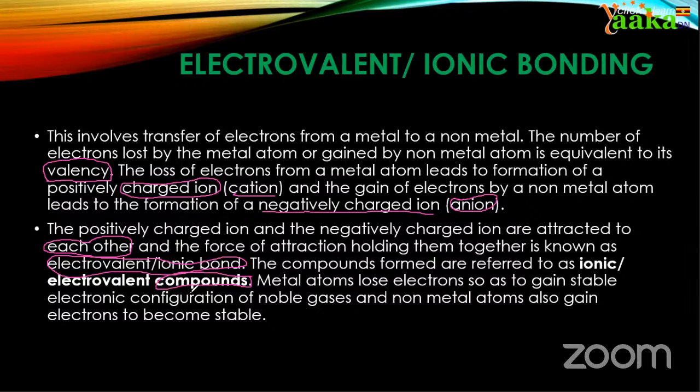Metal atoms lose electrons to have a stable configuration of noble gases, or non-metal atoms also gain electrons to become stable. So the whole reason why this bond occurs is because atoms have the need of being stable. When a metal loses its outermost electrons, it gains a noble gas configuration. Its configuration becomes sort of like those of the noble gases, meaning it's becoming stable. Non-metals the same. Once they gain, their outermost shell is filled, therefore gaining that type of configuration of a noble gas. So that's the reason why electrovalent or ionic bonding occurs. Atoms have the need to be stable, so they either lose or gain electrons.